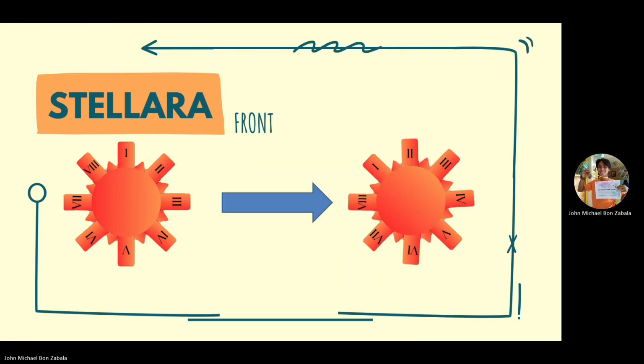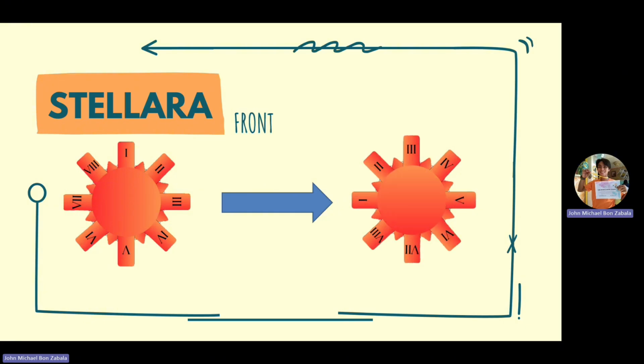If we rotate our model 45 degrees counterclockwise, the figure will become like this. As you can see, they interchange positions. The position of Roman numeral 1 became Roman numeral 2, because we rotated it 45 degrees counterclockwise.